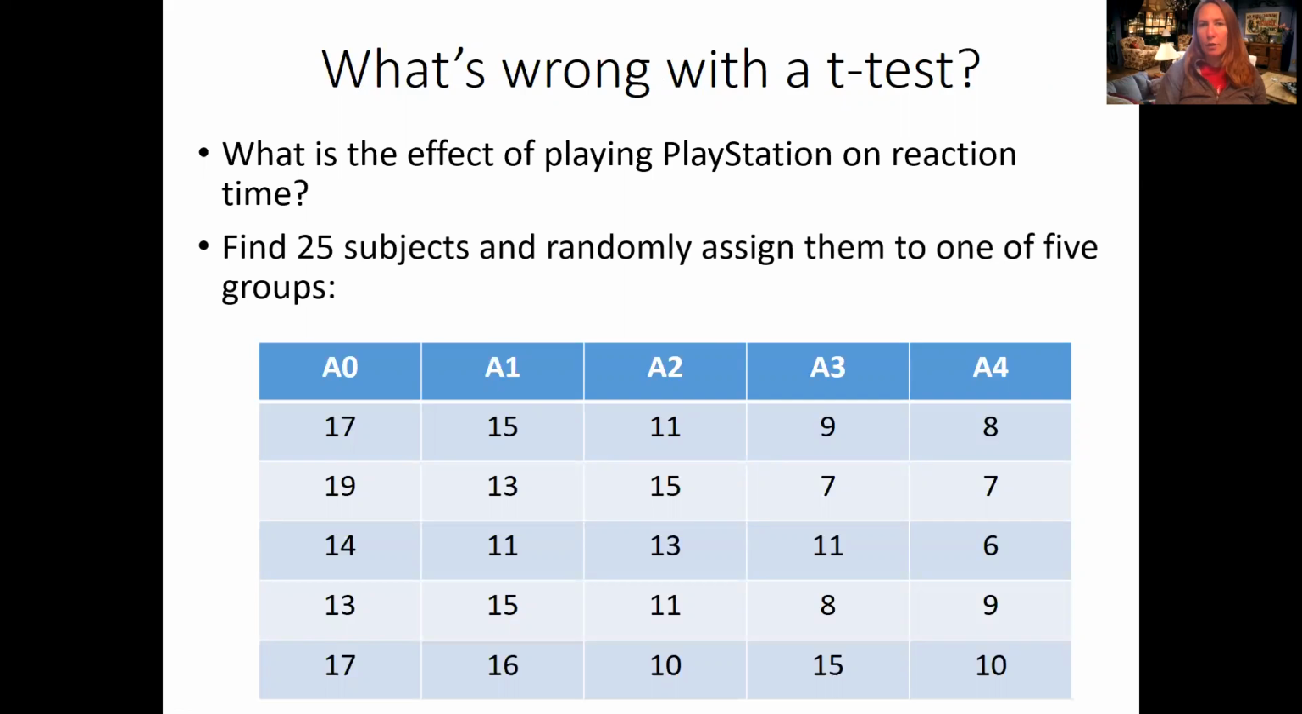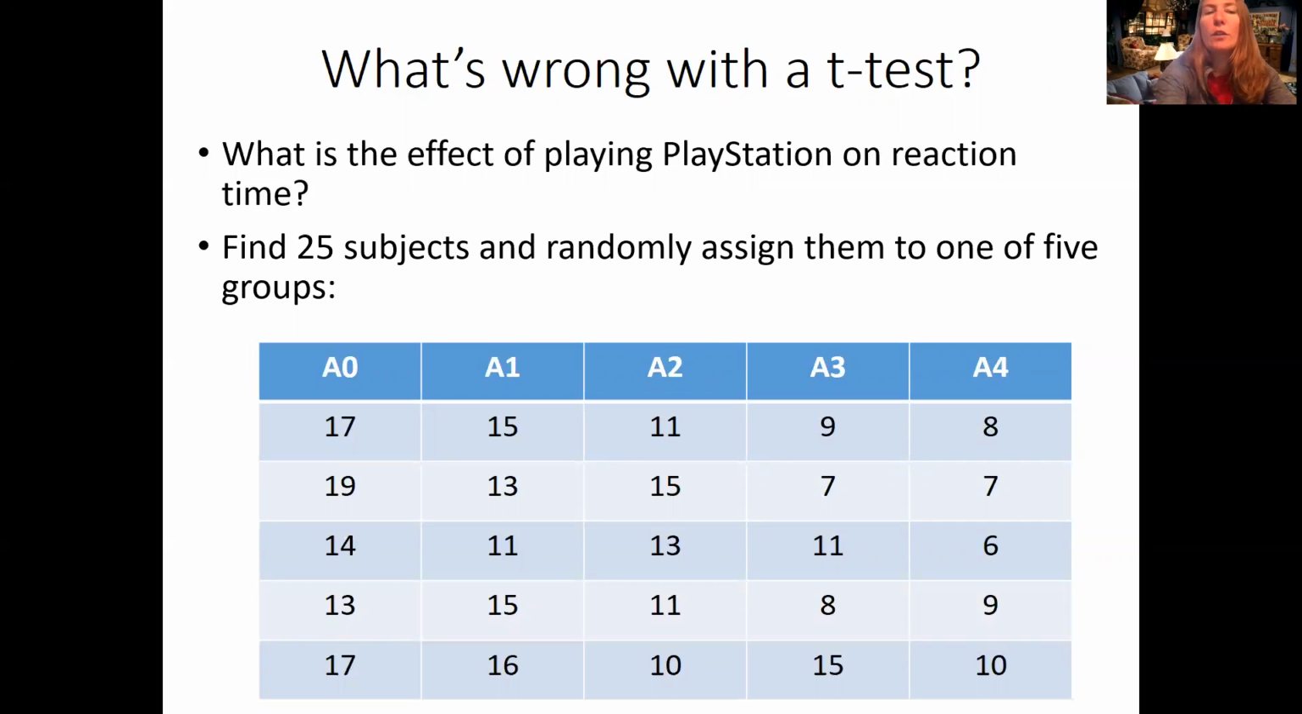So I'm going to do a between subjects design. I have 5 different levels here, and I'm going to find 25 subjects, and I'm going to put 5 of them in each of these groups. This is a between subject design, and I'm doing this randomly. Okay, so we have a single factor, multi-level, independent groups design.